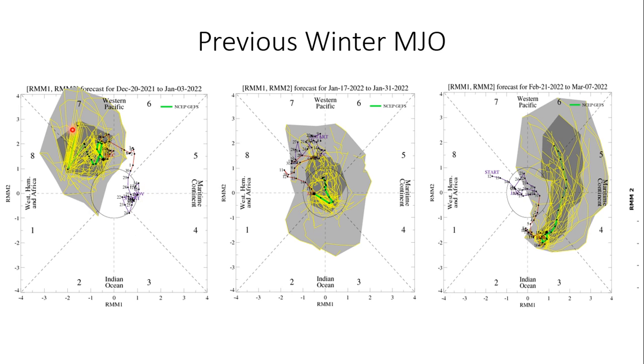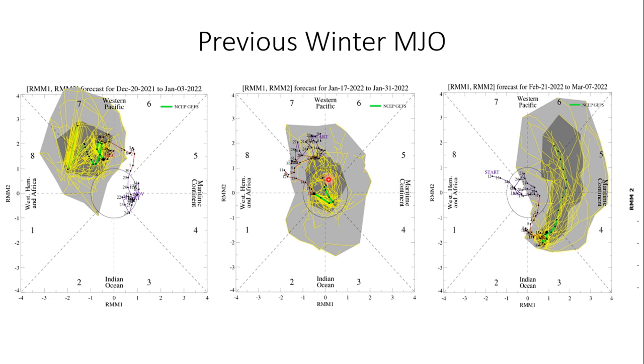But eventually, as this MJO worked towards phase 8, it was fairly good amplitude there, away from this small inner circle. It did cool off. It did get much colder. Here's January 17th through January 31st of 2022. Notice what happens, though. Over time, where the green line is, it's staying within this smaller inner circle. So the MJO rotates into this null phase from January 17th to the 31st of 2022.